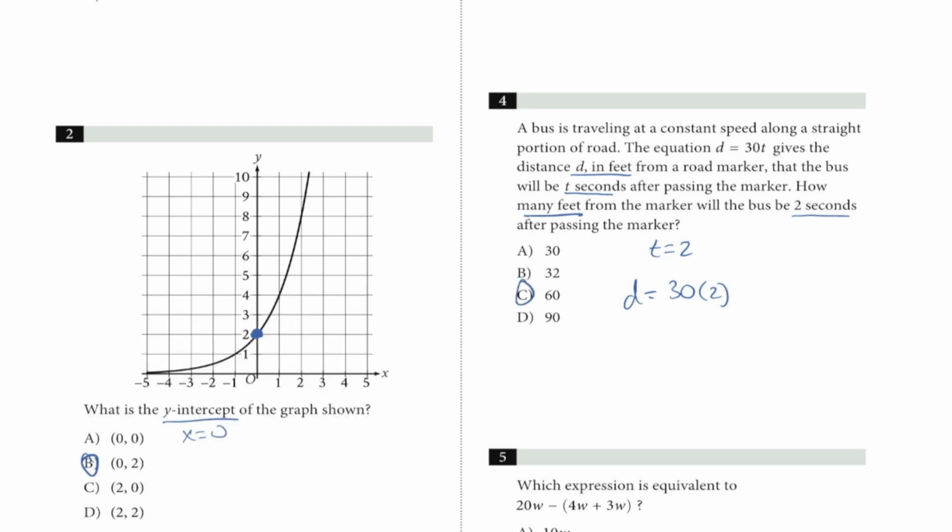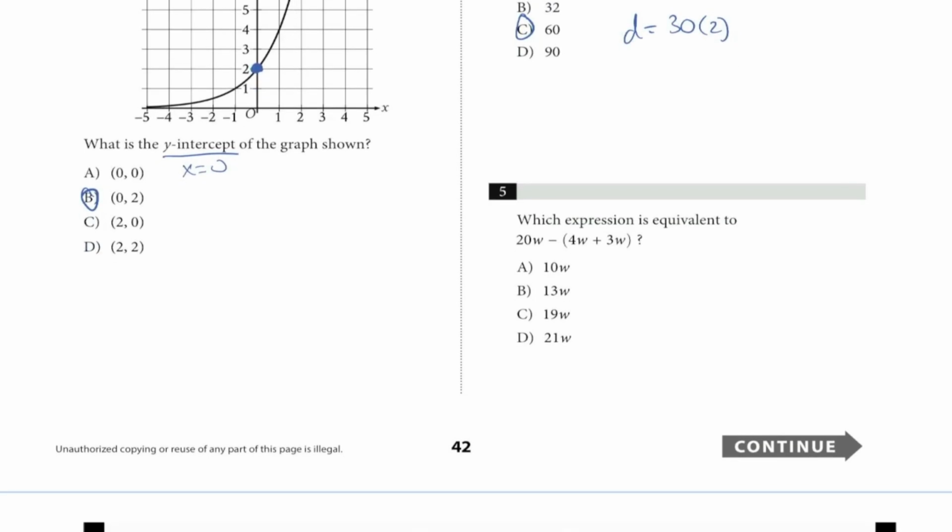All right. So number 5, which expression is equivalent to 20w minus parentheses 4w plus 3w? Whenever you see them say which expression is equivalent to, that's a tell that you can pick numbers for the letters. No matter how many letters there are, here we only have one letter we don't know, so we're only going to have to pick one number. If I had another letter, I would just pick another number.